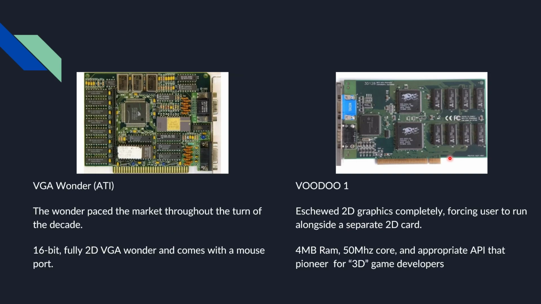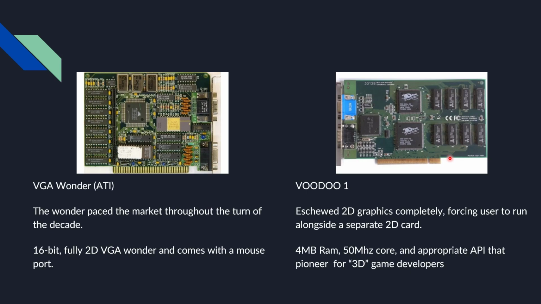The next GPU is the VGA Wonder, which was made by ATI. It paced and dominated the market for at least a decade. It is equipped with 16-bit, fully 2D, and comes with a mouse port. Probably the only time we have seen or heard of a mouse port on a GPU.